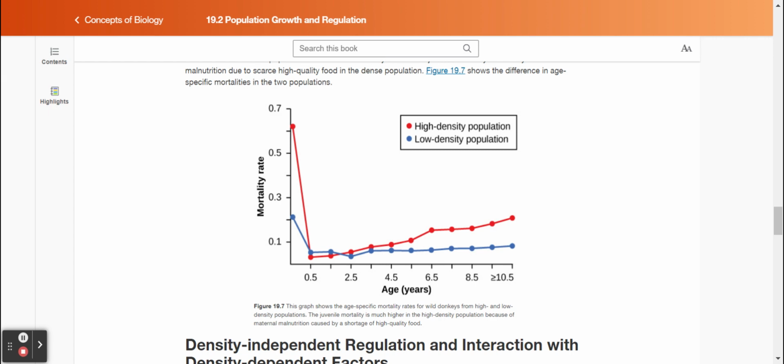Figure 19.7 shows the difference in age-specific mortalities in the two populations. Figure 19.7. This graph shows the age-specific mortality rates for wild donkeys from high and low-density populations. The juvenile mortality rate is much higher in the high-density population because of maternal malnutrition caused by a shortage of high-quality food.